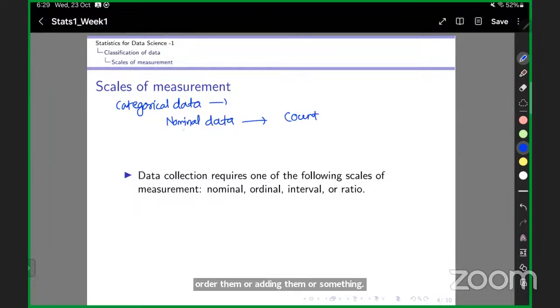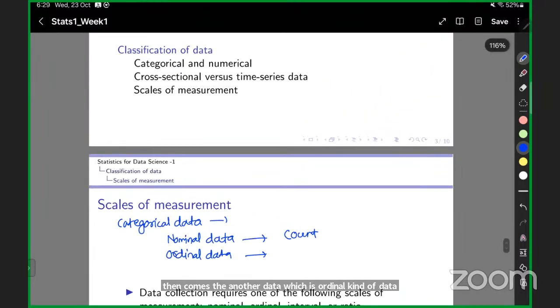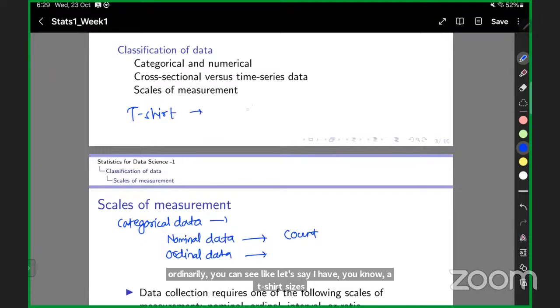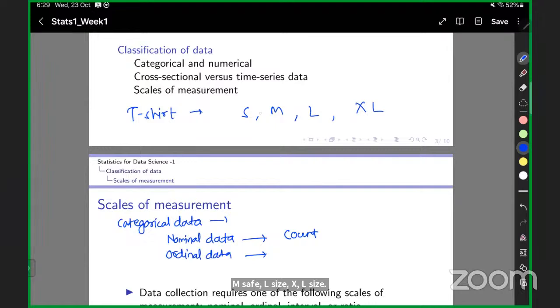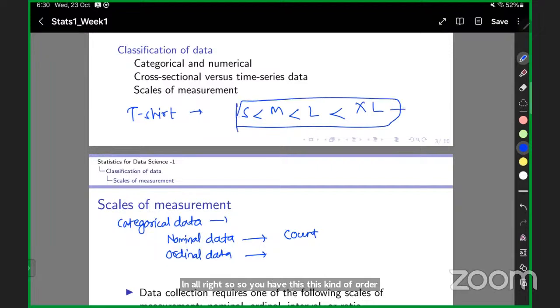Then comes the other kind of data, which is ordinal data, right? In ordinal data, let's say I have t-shirt sizes worn by people: S size, M size, L size, XL size. Smallest is S, which is smaller than medium. There is an order between them. M is there, then L is bigger than M, then XL is bigger than L. It could have more, but for our example we can take these 4 categories, and you can see there's an order between them, right?